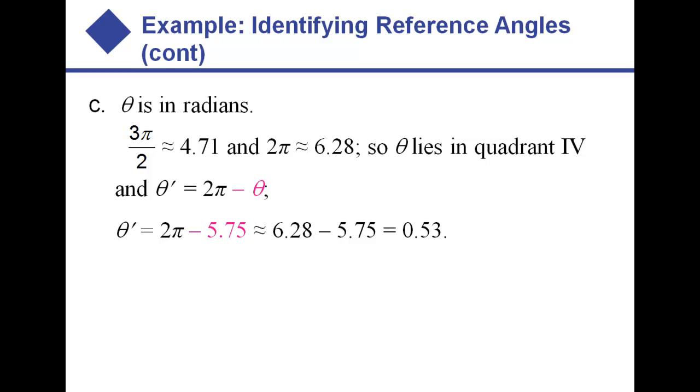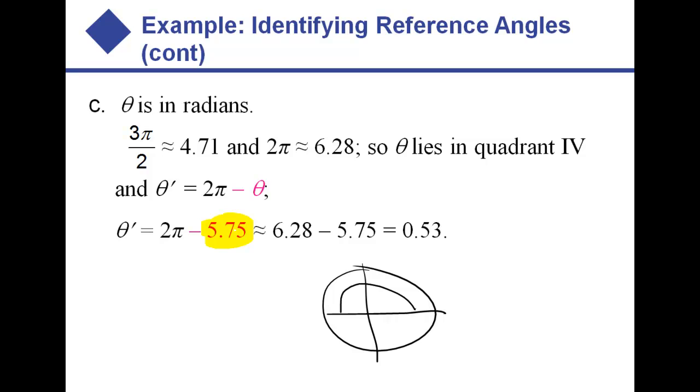The next example they give us, 3 pi over 2 we know as a number is roughly 4.7, and 2 pi is roughly 6.28. So when they ask us to find the reference angle for 5.75, we've got to figure out what that is in radians, and we know it's somewhere between 3/2 pi and 2 pi. Again, draw a picture, right? 3/2 pi is all the way to there, and then 2 pi is coming all the way back to here. So we know we're somewhere in this quadrant.